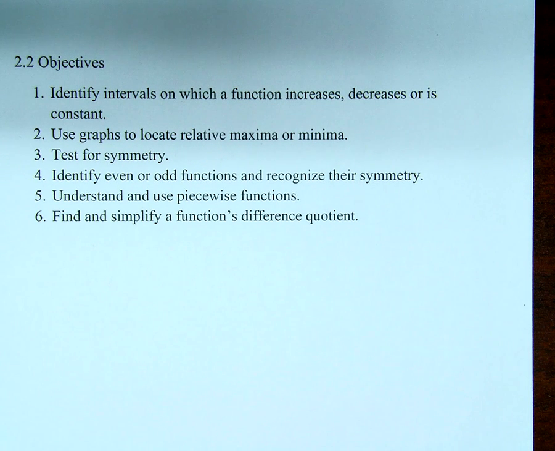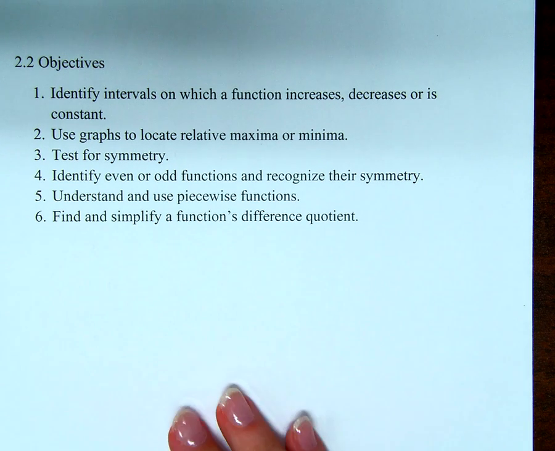2.2 objectives. Yesterday we talked about identifying intervals on which a function increases, decreases, or is constant. We talked about using graphs to locate relative minima or maxima, and we talked about different tests for symmetry. So today we need to talk about identifying even or odd functions. We need to talk about understanding and using piecewise functions, and we need to find and simplify a function's difference quotient. Okay? So even and odd functions.